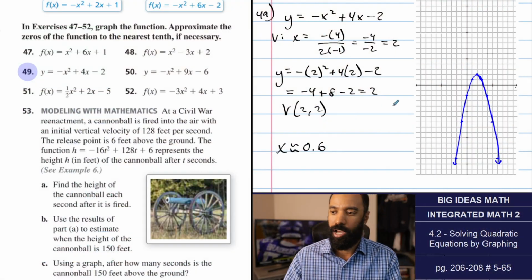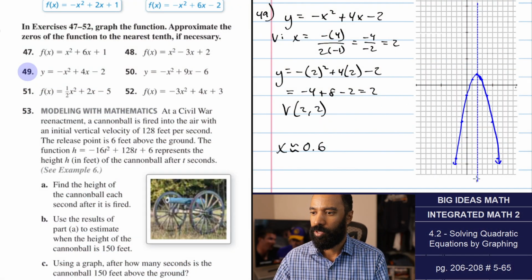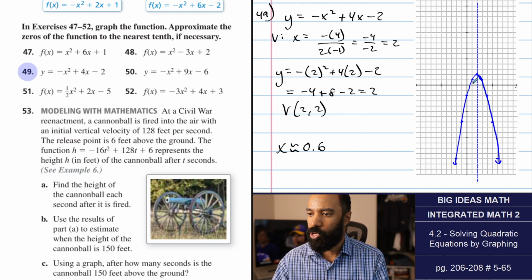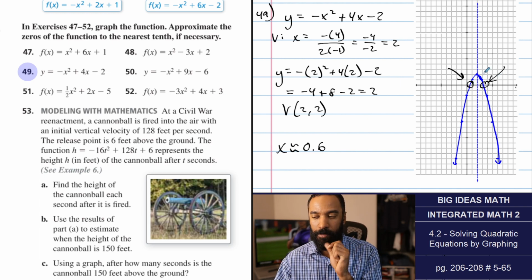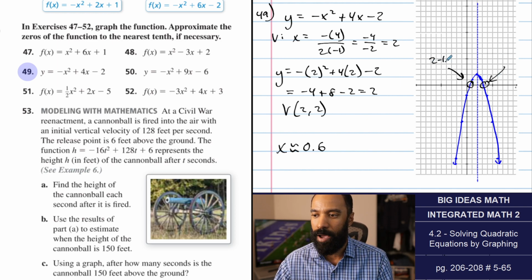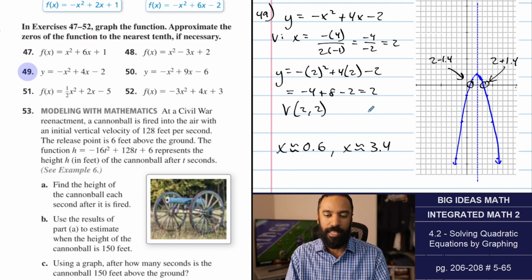Let's go back to our graph and talk about it this time. The axis of symmetry is at x equals 2. Okay? X equals 2. 0.6 is right here. How far away is 0.6 from 2? That's 1.4 away. So over on this side should also be 1.4 units away from 2. So this is 2 minus 1.4, and this is 2 plus 1.4. This is going to be x is about 3.4. That's how I was getting the other answers there.